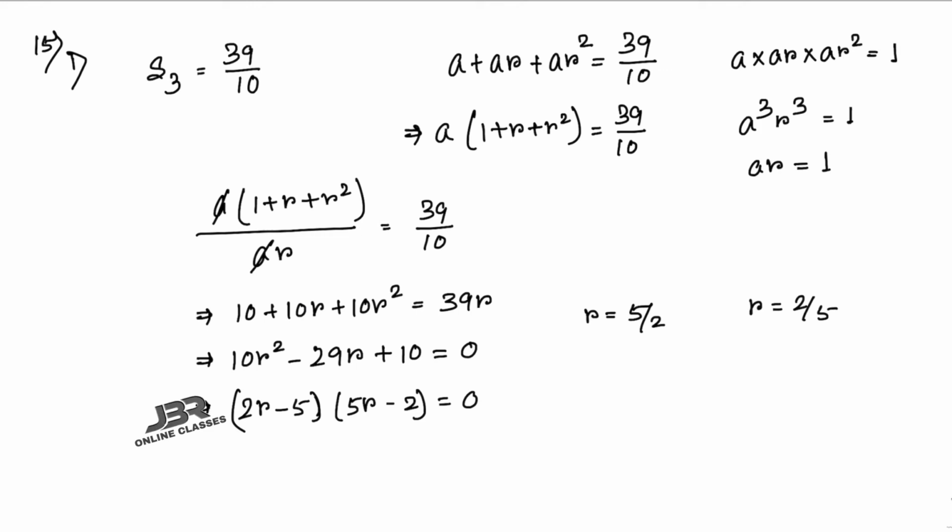Okay, so as here r equal to 5 by 2, then a equal to 2 by 5, and as r equal to 2 by 5, then a equal to 5 by 2. That is your value of a and r. Clear? So here you have to find out the common difference and the terms. You have to also find out the terms here.